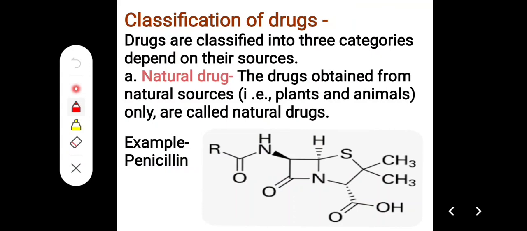First one, natural drug. The drugs obtained from natural sources, for example plants and animals, which are natural sources. So drugs derived from natural sources are termed as natural drugs. For example, penicillin. This is the structure of penicillin.